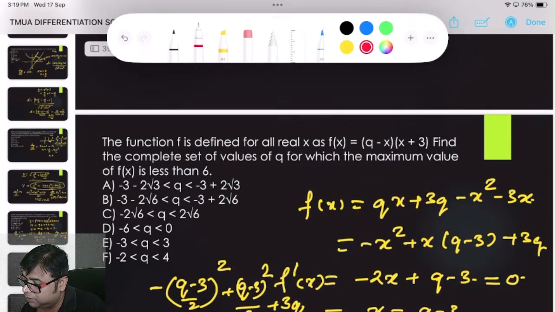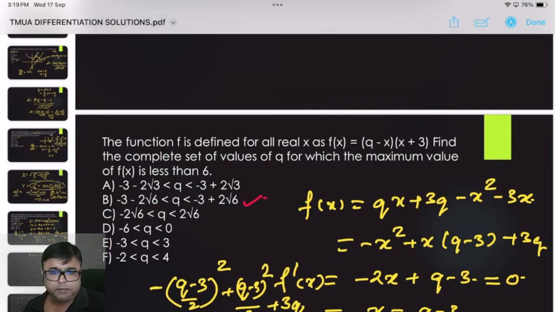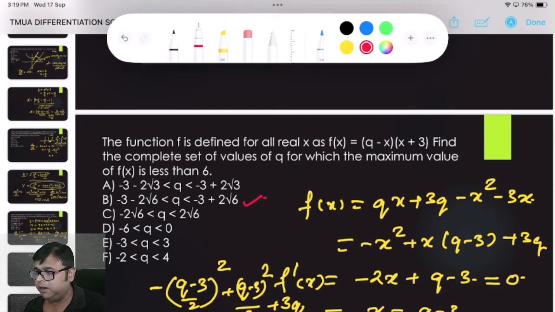Right? So let's check the option. Yes, so B is the right answer. So these are important questions on TMUA, right? I hope you have done it very well, right?